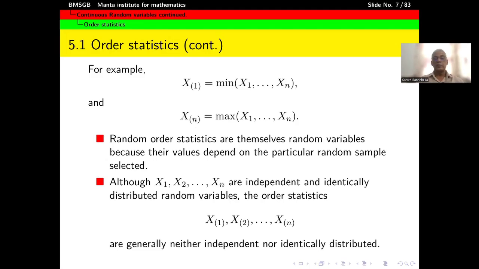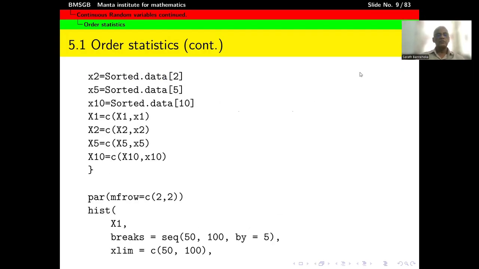Although X1 up to Xn are independent and identically distributed random variables, the order statistics are generally neither independent nor identically distributed. So that's something you have to remember about the difference between X1 up to Xn and the order statistics. To understand this further, let us look at some examples. What do you mean by capital X1? What do you mean by the distribution of capital X1, and so on? What do you mean by Xn, the maximum order statistic, and what can be the distribution of that?